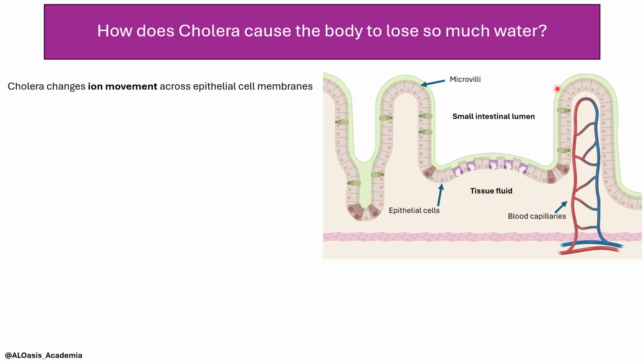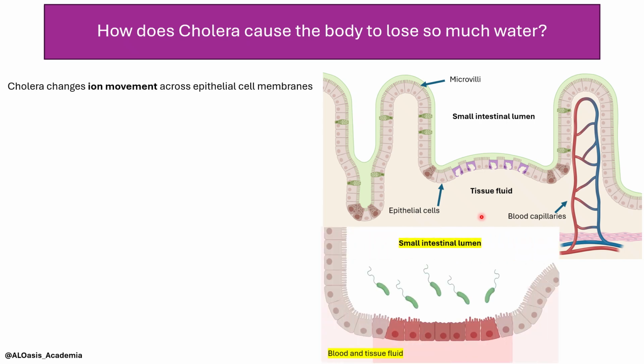Okay, it's very important that you understand this picture, to be able to imagine it and use it when it's needed. So what happens is that when you eat food or water that is contaminated with the Vibrio cholerae bacterium, the Vibrio cholerae bacterium will enter your small intestine, and then they will be interacting with the epithelial cells lining the small intestine lumen.